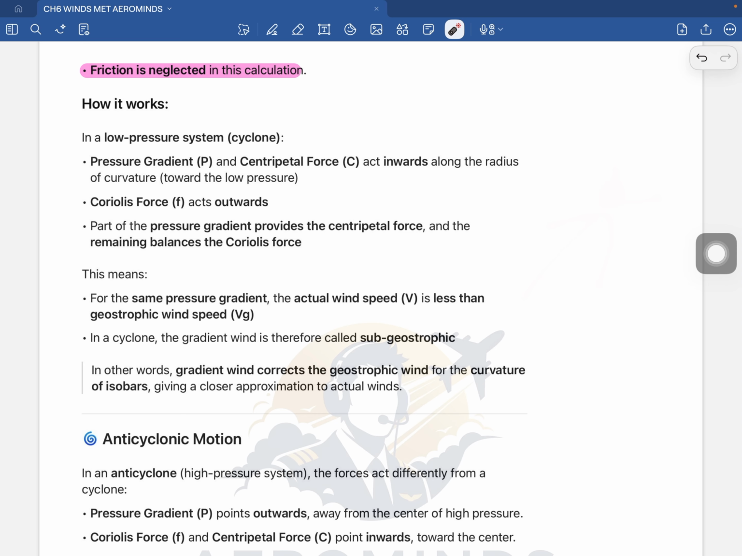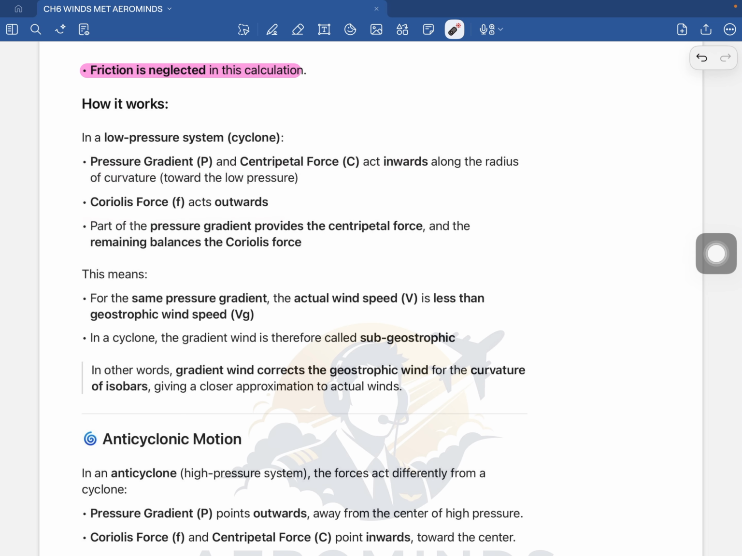So the centripetal force is required, and this centripetal force also acts inward towards the center of curvature. Now, what about the Coriolis force? In the northern hemisphere, the Coriolis force acts to the right of the wind direction. We have studied this. So, for cyclonic flow, this means that the Coriolis force acts outward, away from the center. Coriolis force acts outward, pressure gradient and centripetal act inwards.